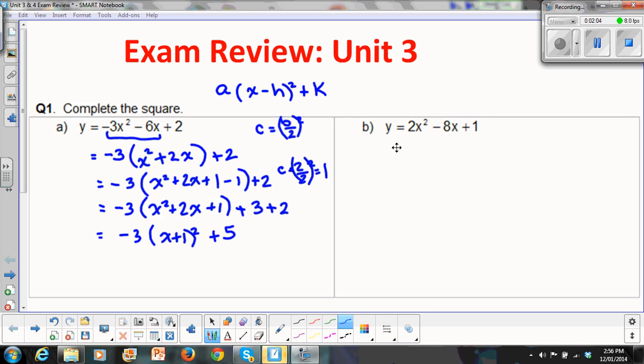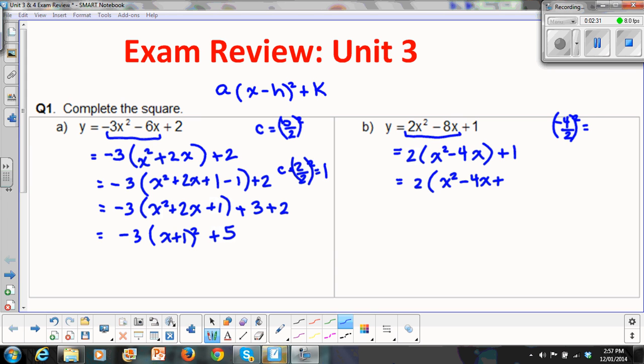Let's try the second one. Looking only at the first two terms, factor out the a value of 2. We're left with x squared minus 4x. Leave the 1 out of the brackets on the right. With the function in brackets, we have x squared minus 4x, and we need to figure out what will complete it. So we take that -4, we do half of it and square it. So that would be -4 divided by 2 is -2 squared is 4. We're going to add and subtract the 4.